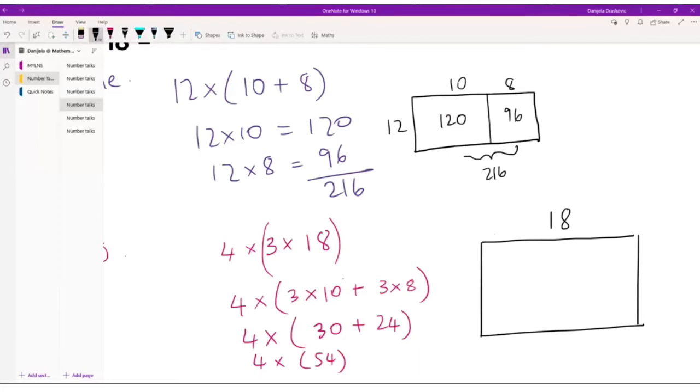And break up the 18 into 10 and 3. Okay, 10 and 8, yep. Oh, sorry, 10 and 8, that's what I meant. And so inside you'll have your, yep, that's right.